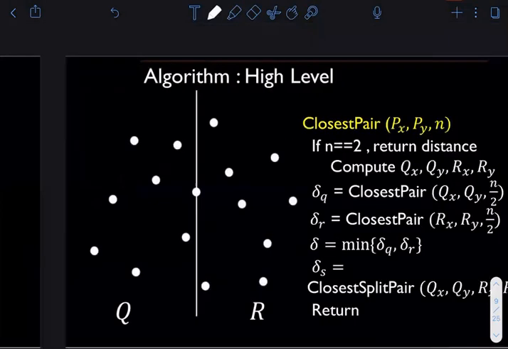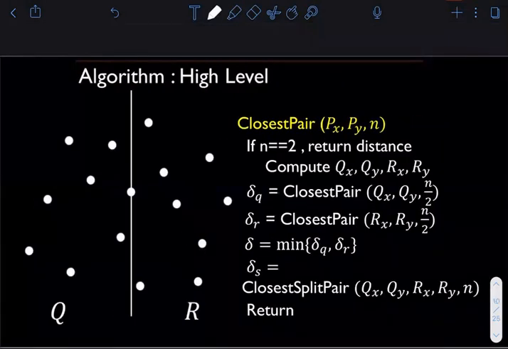So here is the overall algorithm. This is just a pseudocode way of saying what I have said. The base case: if your set of points is only of size 2, then you do nothing. You just return the distance between them. If you are bothered about odd and even, then when n is equal to 3, you can just apply brute force. You can check every pair and just return the minimum among them. That does not cost more than a constant amount of time. So that's your base case.